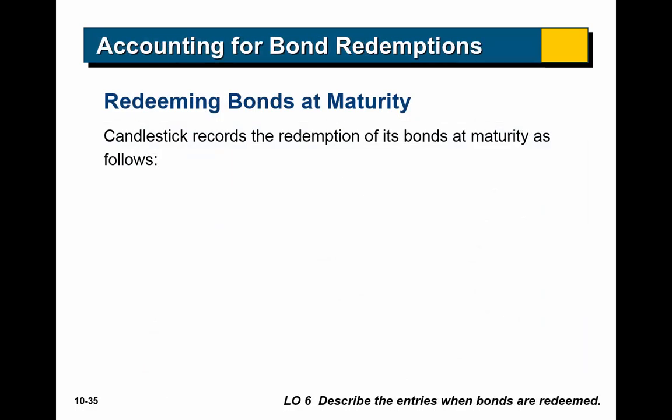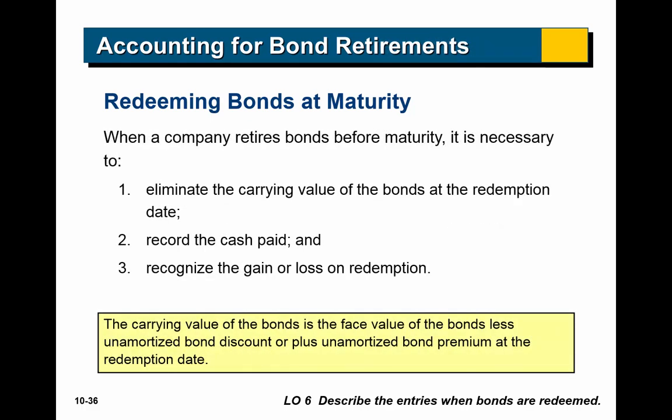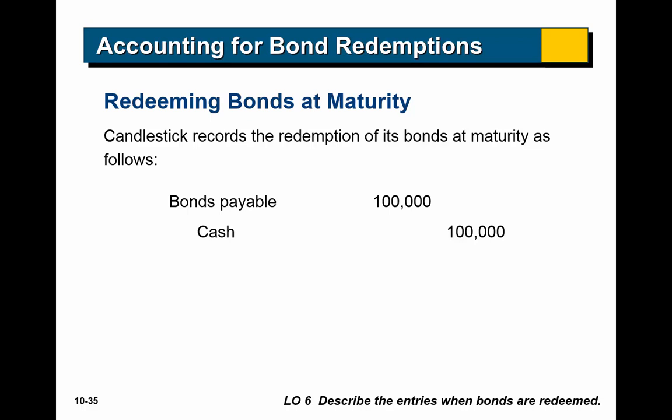So the redemption of bonds, or the paying off of the bonds that were issued, at maturity, is at face value. So they would just pay: the bonds payable would go down, that would be the debit, and the cash would go down, that would be the credit.